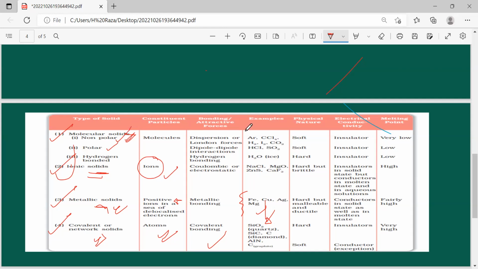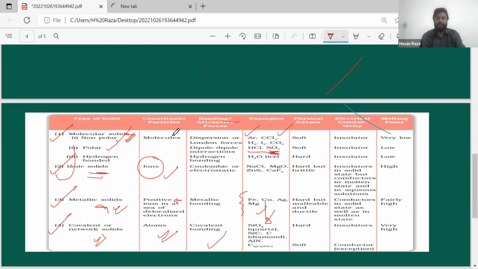So for non-polar, you can see argon, CCl4, carbon tetrachloride. And if you are going for polar, that means HCl or SO2. This will be polar. Do you know how it is polar? Yeah, H plus and Cl minus. Cl is electronegative, so there will be Cl negative, and then H plus. So that's why it is polar.